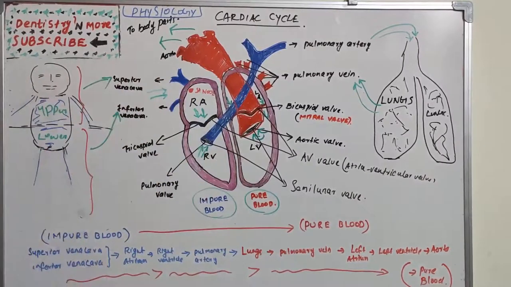parts of the body. The second session will be about the process in detail, that is systole and diastole, how the atrial contraction, ventricular relaxation and isovolumetric contraction and relaxation, and the heart sounds S1 and S2, all this will be dealt in the next part. So let's start cardiac cycle.